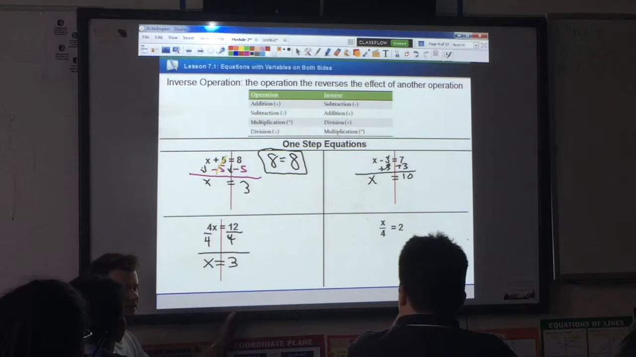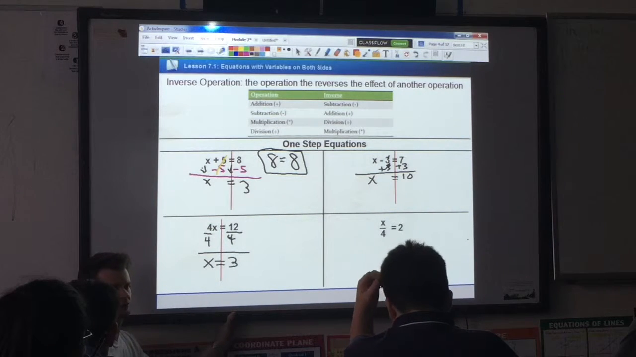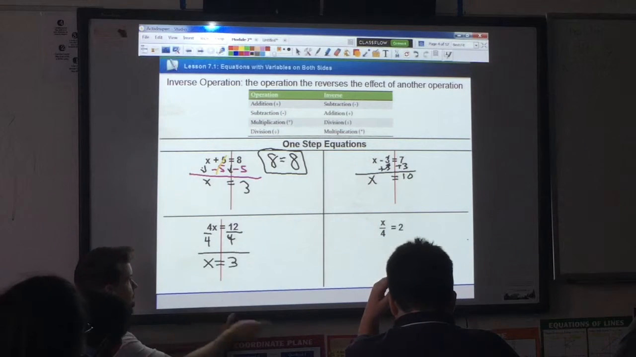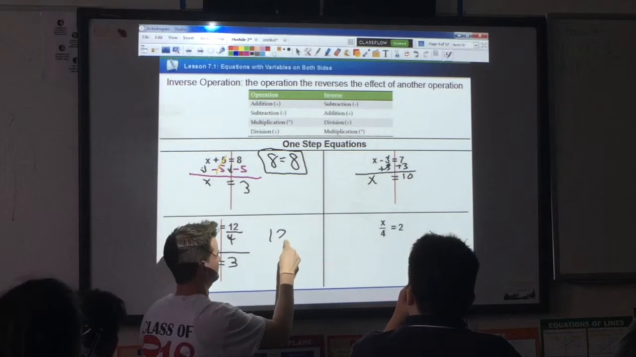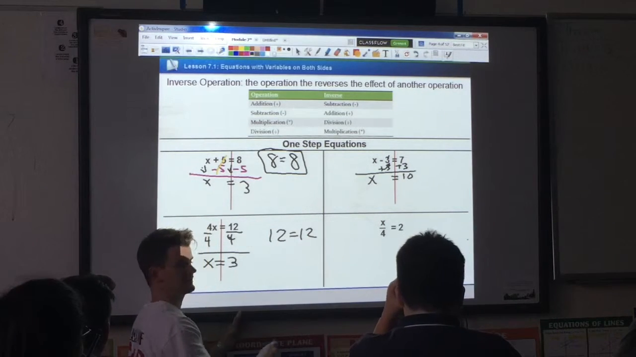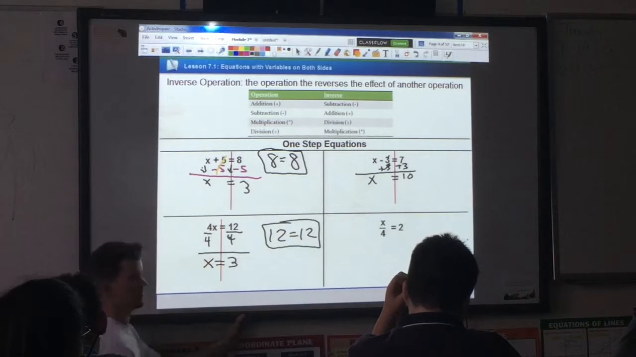And if you want to check this, what would I do, Maria? You would substitute 3 into the equation. I substitute 3 back into the equation. 4 times 3 is 12. 12 equals 12. Is that a true statement? Yes, it is. Therefore, that is indeed the solution.